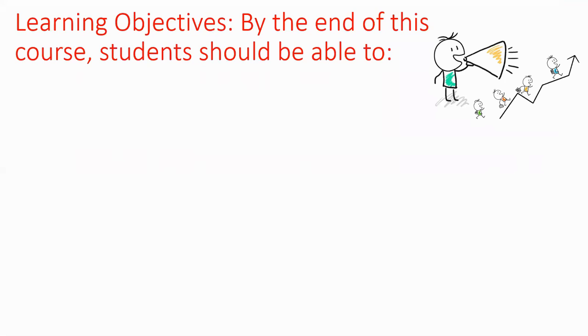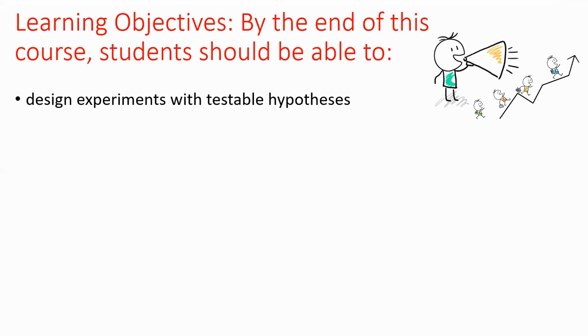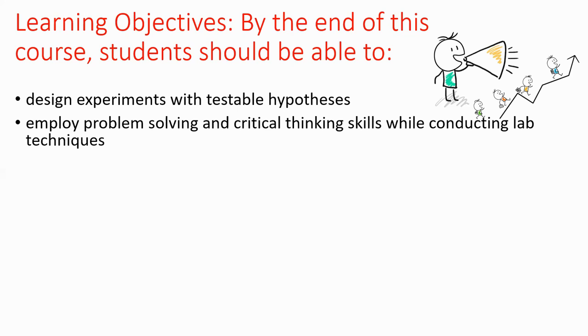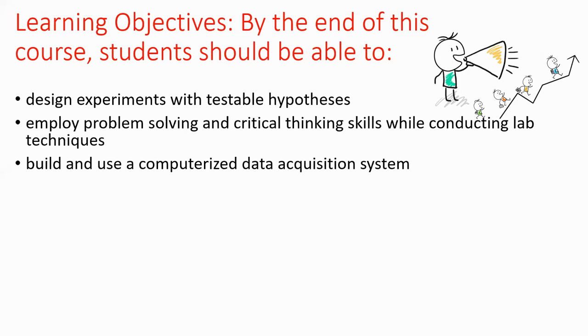So let's go through a quick rundown of the objectives, what you will take away from the course going forward. You will learn how to design experiments, testing various hypotheses. You will also be able to employ and develop critical thinking and problem-solving skills in addressing the various lab techniques and procedures that you will learn. You will learn to compile and analyze data, and if you choose, to work with peers to accomplish or complete group projects.